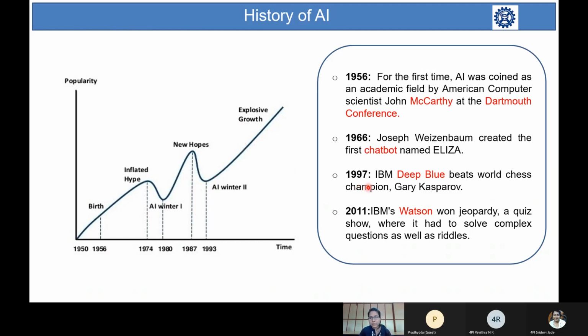Like in 1997, IBM Deep Blue beat world chess champion Garry Kasparov. And in 2011, IBM's Watson won Jeopardy. So what is Jeopardy? That is a quiz show where you need to solve complex questions as well as riddles. So here we can see that it was coined in 1956, but recently it gained growth. So what is the reason behind that?